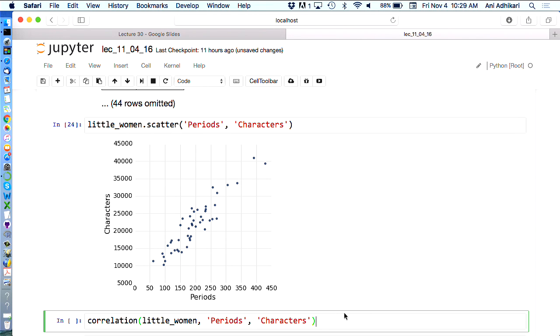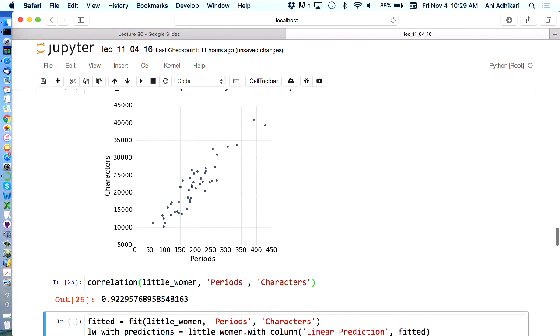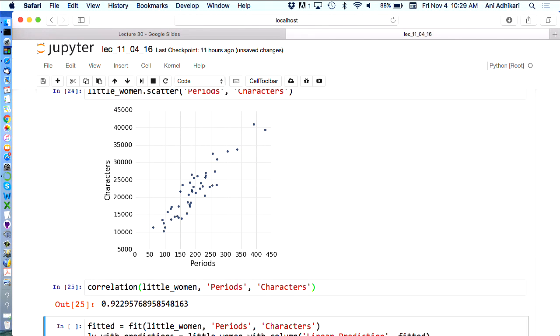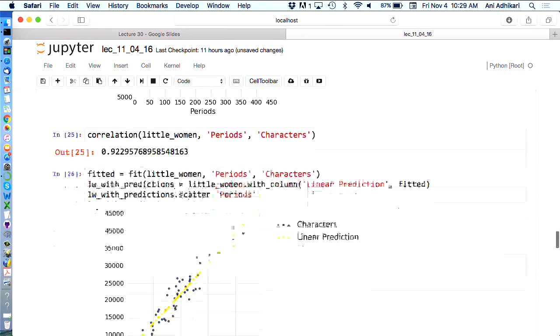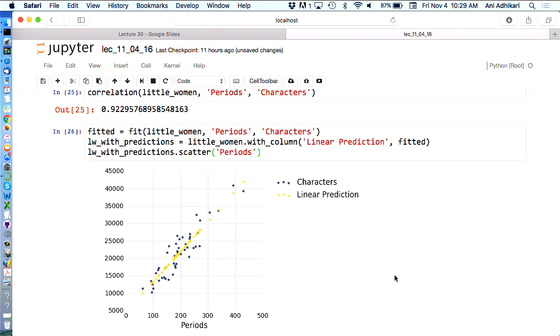By the way, where's this function come from? We defined it. So it takes table, x, and y, like all our functions do. 0.92. Pretty high. Okay. So what we're going to do is we are going to calculate the fitted values and draw the scatter diagram with our linear prediction. And the issue now is how good this prediction is. In order to do that, I have to measure errors.